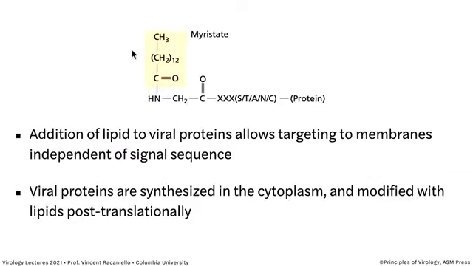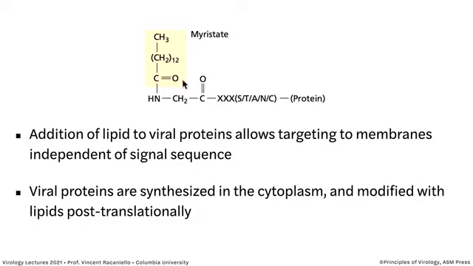Here's myristate. So protein is at the bottom, and there's a specific sequence for myristylation, so it doesn't get attached just anywhere. It's linked to a glycine, but there has to be a signal very, very close to it. So there's the glycine, and then we have 3 amino acids, then any of these amino acids, then the rest of the protein. That's a myristylation signal. So that's a lipid. As you can see, it's added to the protein, allows targeting to membranes, and you don't need a signal sequence. This works without a signal sequence.